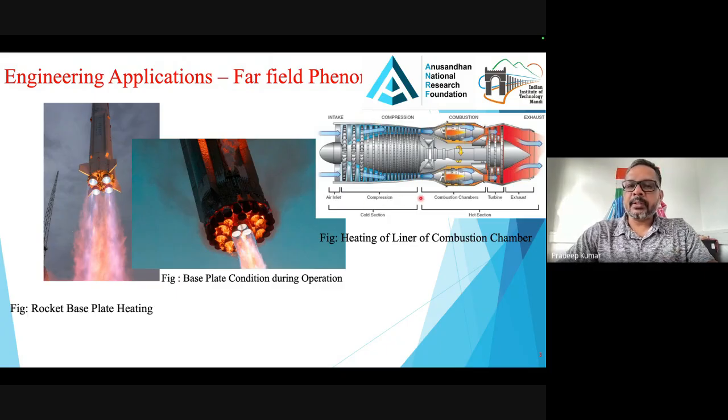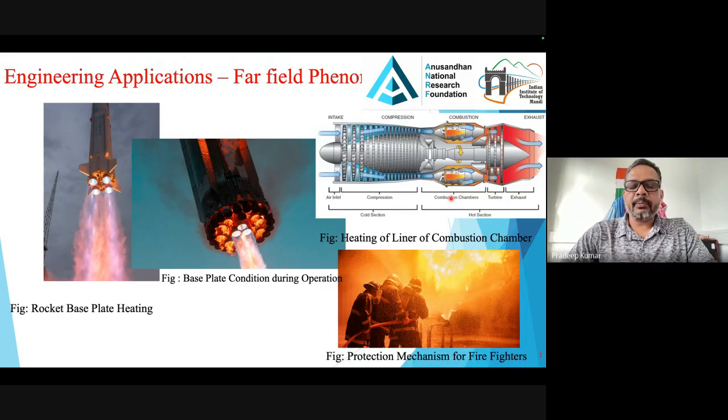Another interesting engineering system is the gas turbine, whose heart is the combustion chamber, the combustor. This gas turbine operates at very high temperature and pressure, which basically gives a thermal load on the liner of this combustor. And liner temperature is very important. Another good example of thermal radiation is the protection mechanism for firefighters. Mostly firefighters receive thermal energy through the radiation mode of heat transfer.